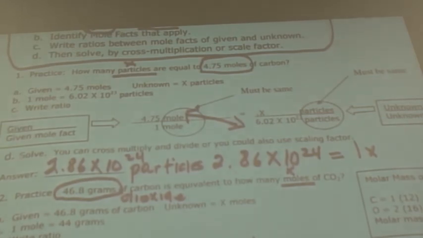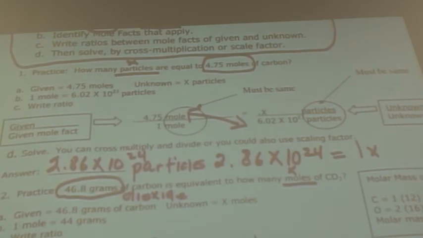I'm now going to do my cross multiplying. 46.8 times 1 is 46.8. 44 times x is 44x. I would like x to be all by itself. In order to make 44 go away, I need to divide it, gone. If I divide one side, I have to divide the other side. This cancels out. 46.8 divided by 44 is 1.06 moles.